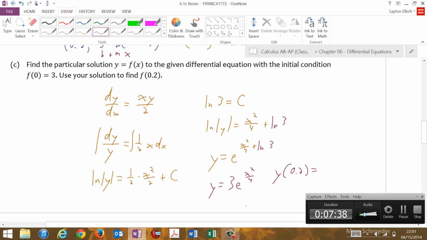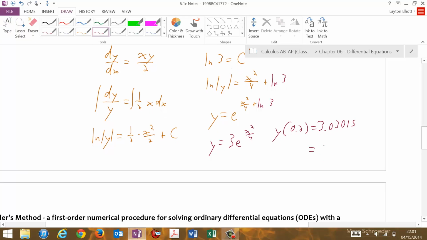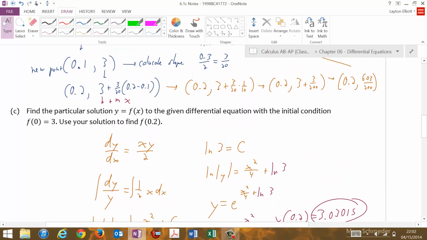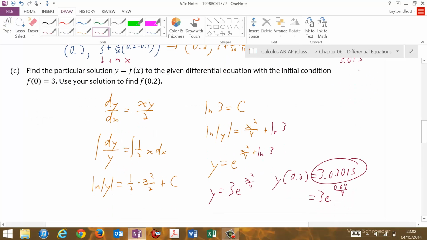And I get 3.03015, which has an exact value of actually 3 e to the 0.2 squared, which is 0.04, over 4. So that's just kind of what I plugged in. But that was the approximation, and 603/200 simplifies to, a second, that was 3.015. So you can see how close they kind of are.